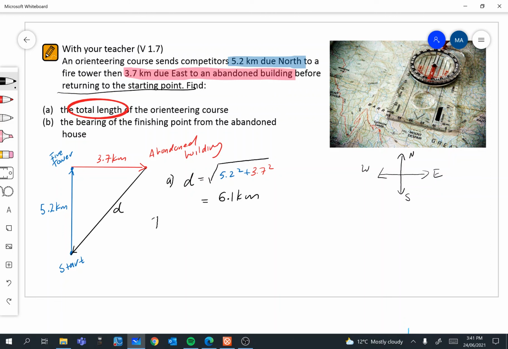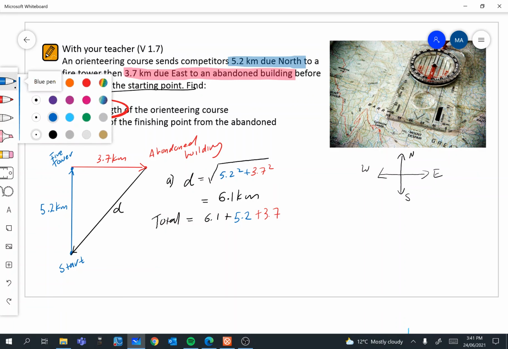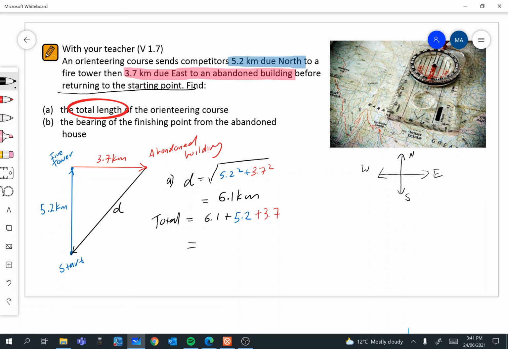So the total length is those three sides all together, the 6.1 plus, and I'll stick to the colours even though you probably get the idea by now, plus 3.7. So the total length is equal to, what do we get there? 5.2 and 3.7 is 8.9, plus 6.1 is 15, so 15 kilometres altogether. Okay, so that's the total length of the course for part A.